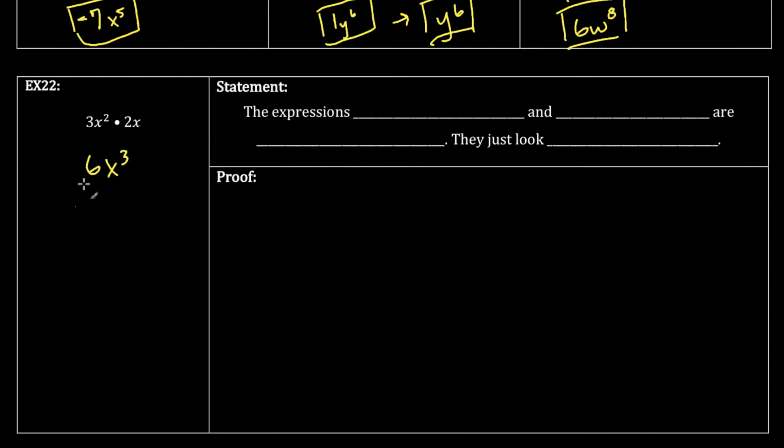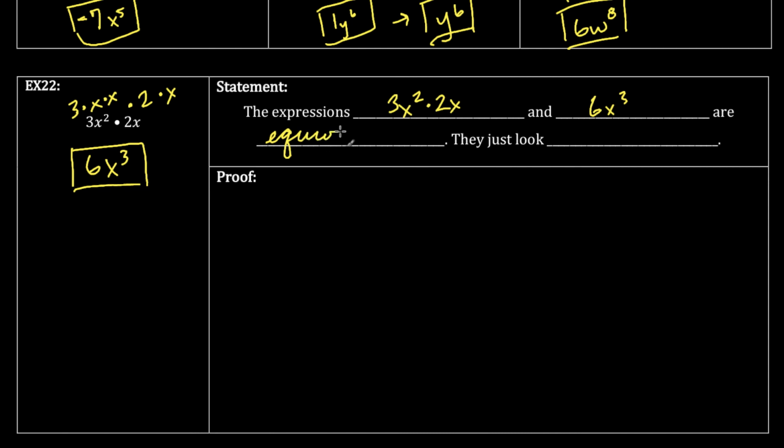If you need to see it, remember, you can always do 3 times x times x times 2 times x. 3 times 2 is 6, x times x times x. So the expressions 3x squared times 2x, that's our first expression, and 6x to the 3rd are equivalent. They just look different.